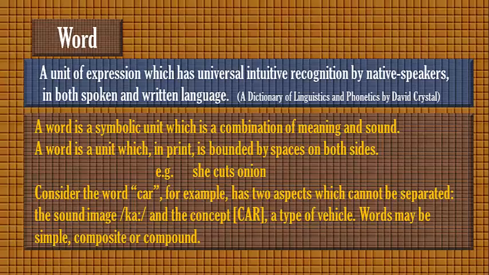A word is a symbolic unit which is a combination of meaning and sound, or a word is a unit which in print is bounded by spaces on both sides. For example, she cuts onion. This statement has three different words. Consider the word car, for example. It has two aspects which cannot be separated, and these are the sound image and the concept car, a type of vehicle. Words may be simple, composite, or compound, and we will study these aspects of words in the coming topic. Stay with me, keep watching.